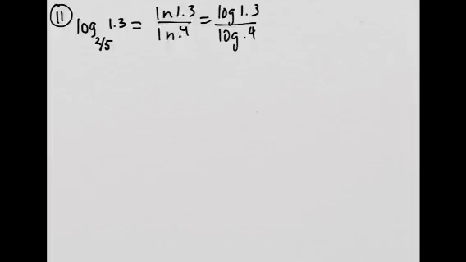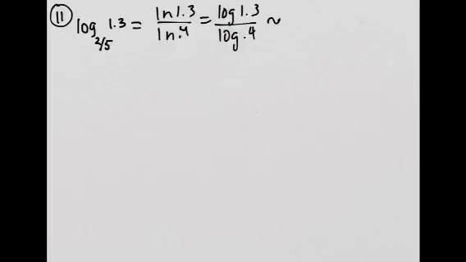Alright, so number 11, they want you to evaluate this, and because our calculator does not have a base of 2/5, we have to use a change of base theorem. You could either do natural log of 1.3 over natural log of 2/5. I'm going to write it in as 0.4, because 2/5 is 0.4 as a decimal. You could also plug it in as log 1.3 over log 0.4. Now remember, do not mix up the natural log and the log. It's either both natural log or both common log.